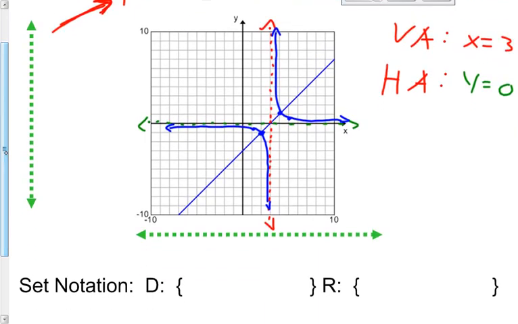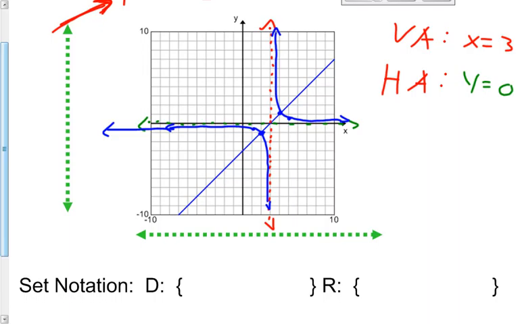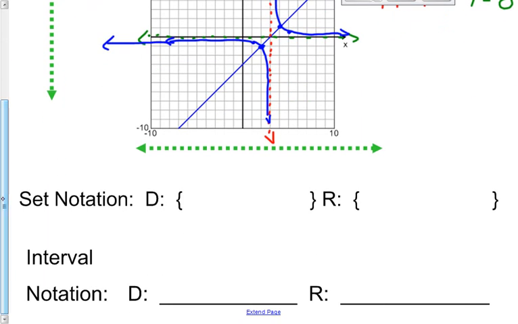So the domain, going from left to right, this blue line continues to go left forever and ever. And then we go as far as our vertical asymptote, and it's going to stop right here but then it's going to pick up on the other side of the vertical asymptote, which is right here. And then it's going to go to positive infinity. So it goes from negative infinity all the way to positive infinity, except there's one number that x cannot be. So it goes from negative infinity all the way up till 3, union 3 to positive infinity.